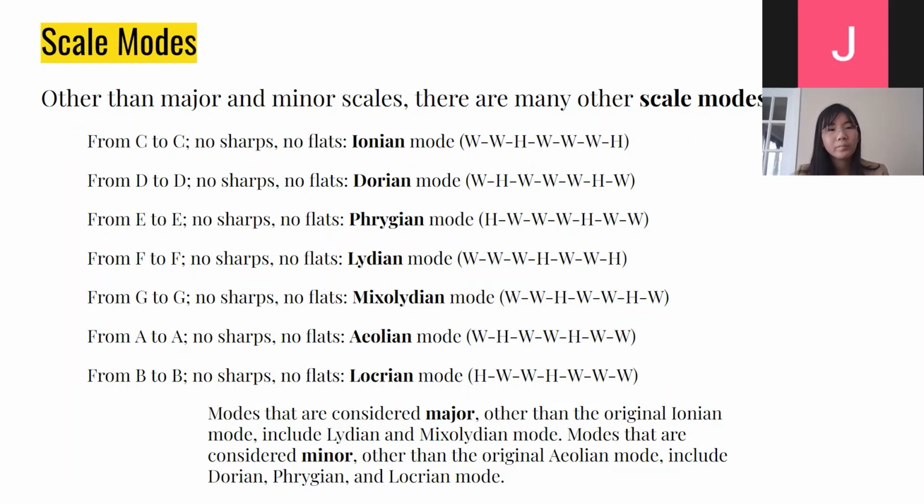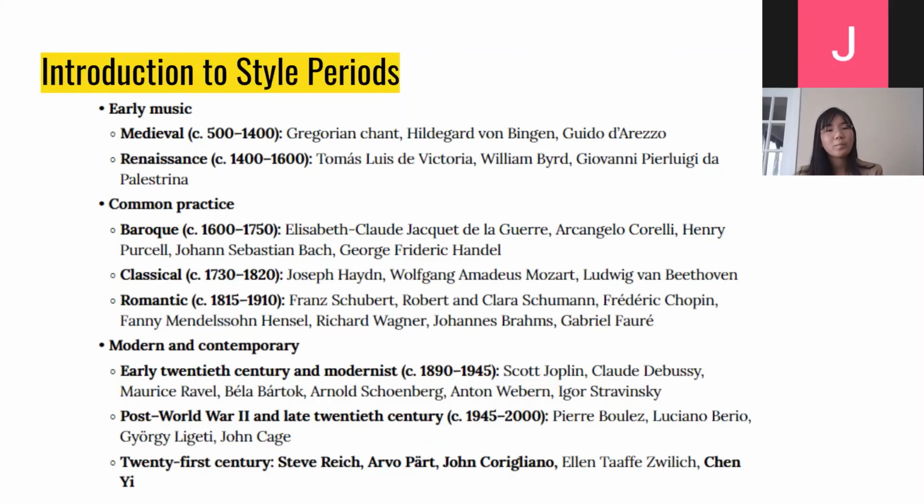Okay. So next, just a small introduction to the style periods. You see that there's medieval, Renaissance, Baroque, classical, romantic, early 20th century, late 20th century, and 21st century. So when you're first learning your instruments, you'll probably find more classical pieces, Baroque, romantic pieces.